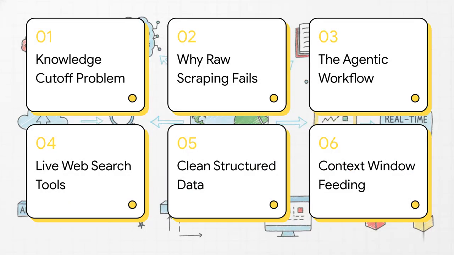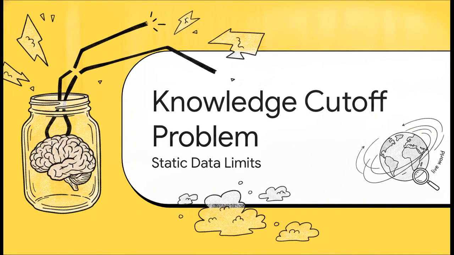We've got a really clear roadmap for this one. We're hitting 6 key areas, starting with the knowledge cutoff problem, why raw scraping fails, the agentic workflow, live search tools, extracting structured data, and we'll wrap up with how to properly feed that context window. Let's get to it. Starting off with Section 1, the knowledge cutoff problem and the real limits of static data.